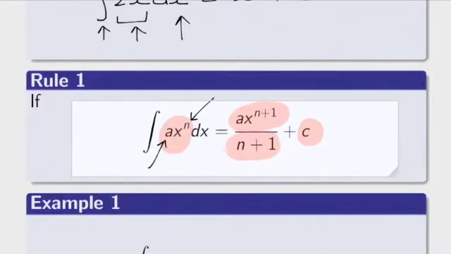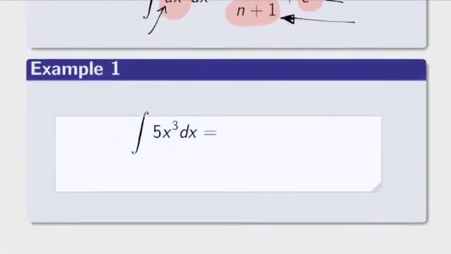X raised to the power n, in integrating we look at the index n, we add 1 to that, so n becomes n plus 1, and we divide a times x raised to the power n plus 1 by n plus 1, and we add a constant. Note well, this result is applicable for n not equal to minus 1. So let's take a look at an example.